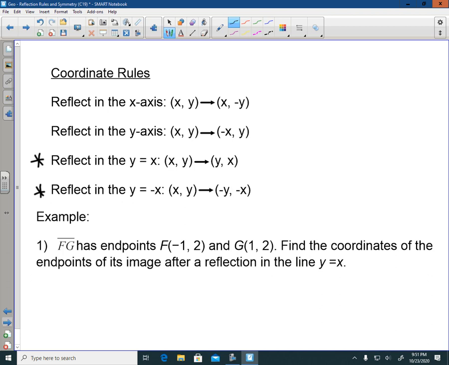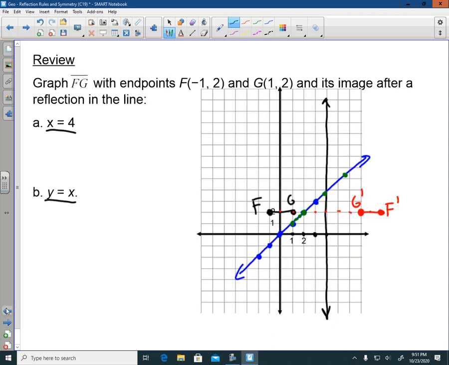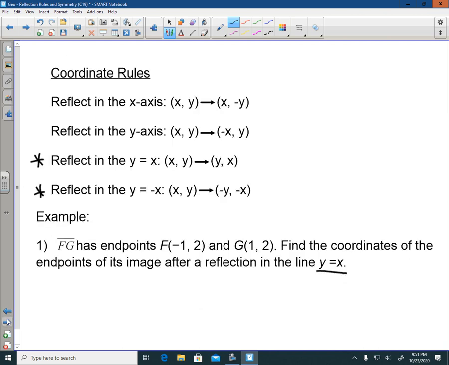So let's look at FG again. This is the same points that we had before. F is at -1, 2, and G is at 1, 2. And now we're going to find the coordinates of the endpoints of the image after a reflection in the line y equals x. That's exactly what we were trying to do here. But we couldn't. But now we have a rule, and so we can. So because we're reflecting in the line y equals x, we're going to use this rule right here, and we're going to take our points and run them through that rule.